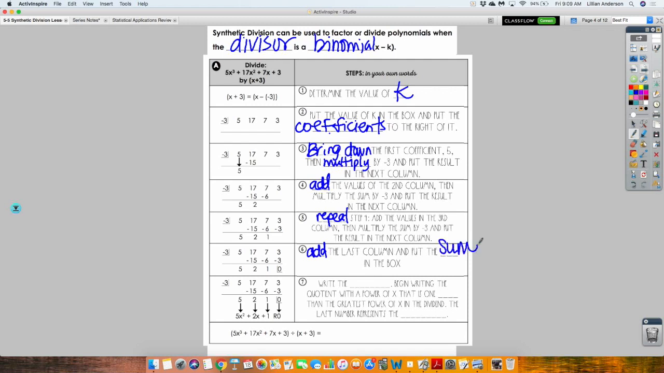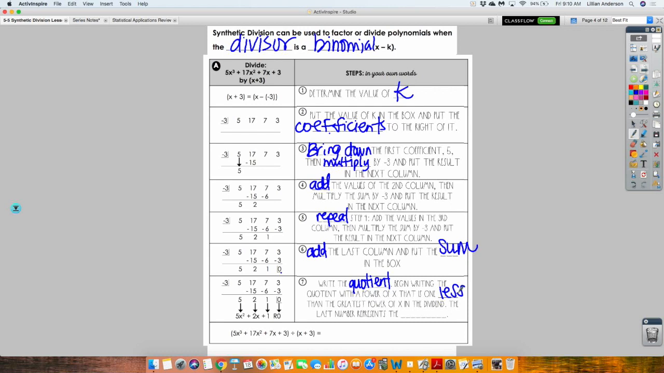Now that last box does indeed represent something, and hopefully you're able to see as we have these coefficients basically serve as our quotient. So what we are going to do at this point is we are going to write the quotient, which is our answer when we divide the polynomials. And we begin writing the quotient by the power of x that is 1 less than the greatest power of x in the dividend.